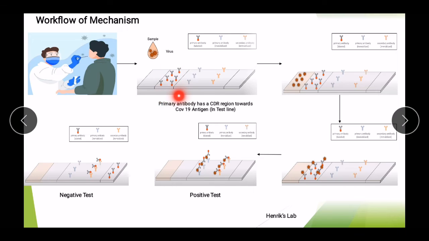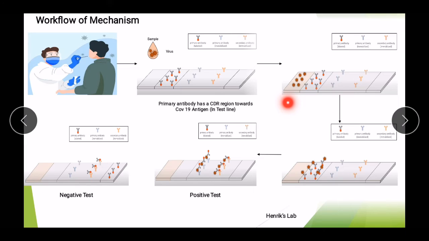In the test line, we have an immobilized antibody, and in the control line we also have an immobilized antibody, but it is called a secondary antibody. Now, if the sample contains the virus and is put onto the test card, there is a capillary action over here. We'll move on to the second image.